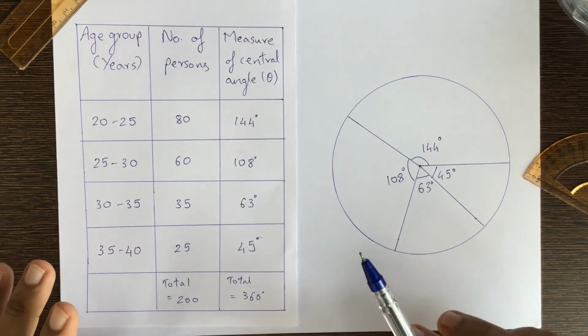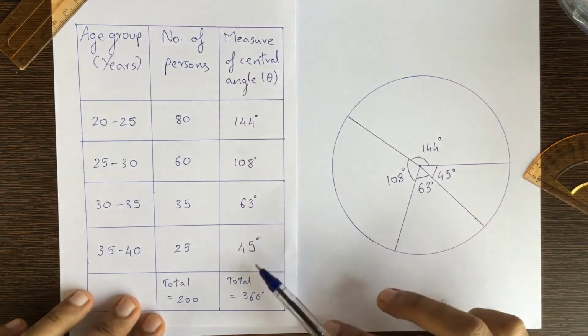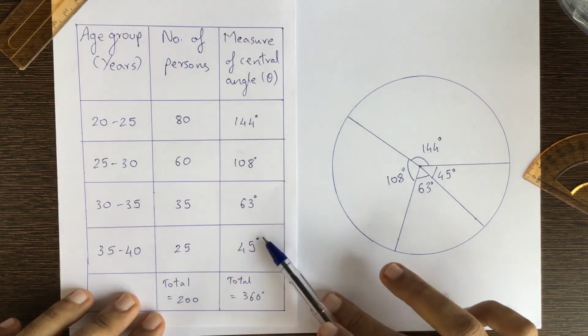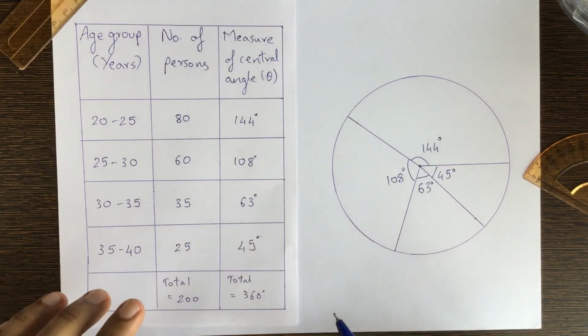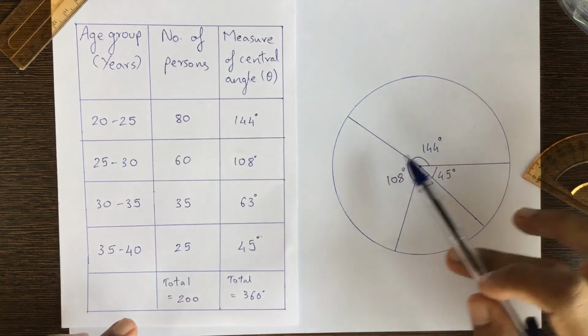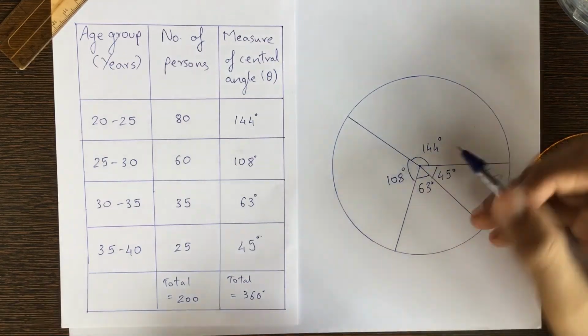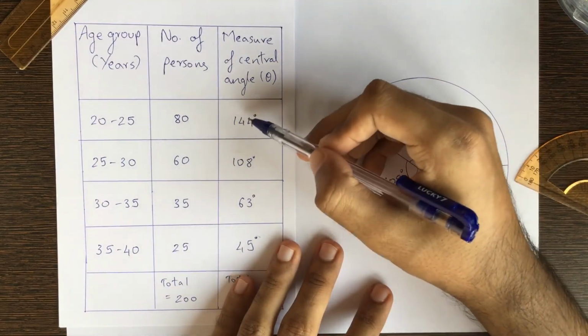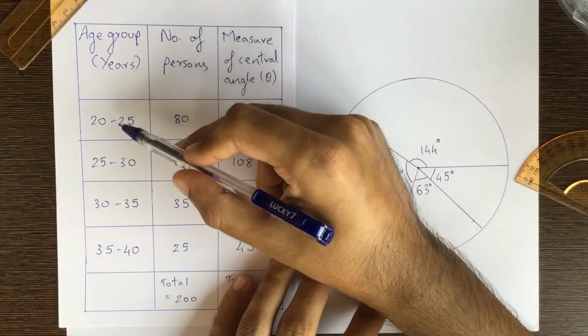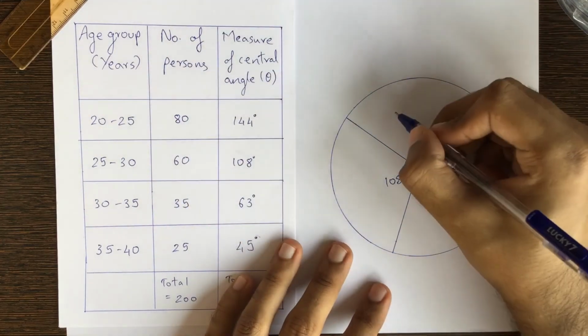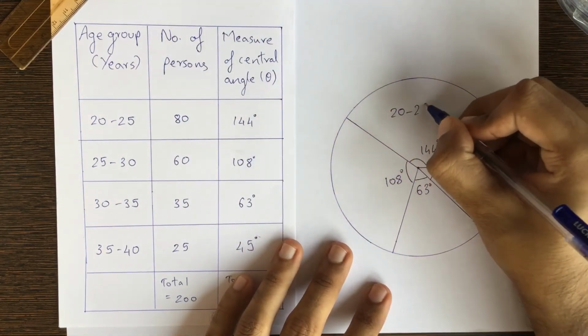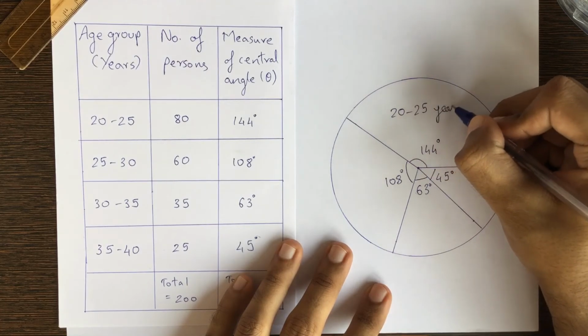Draw various sectors of the circle according to the angles given in the third column, which is the measure of central angle column. What is my sixth step? Write what each sector represents in the pie diagram. So what is the 144 angle representing? It is representing the age group of 20 to 25 years. So I will write 20 to 25 years over here.